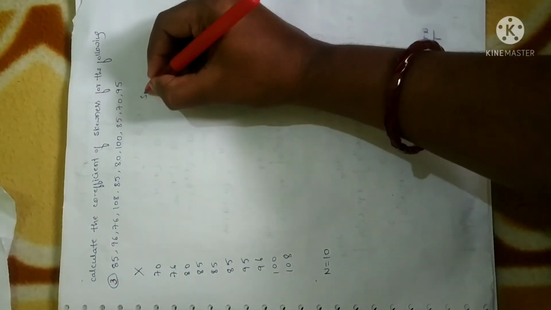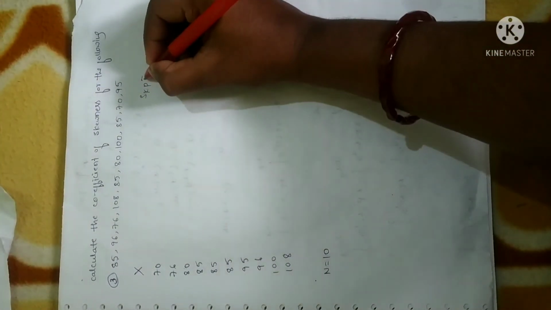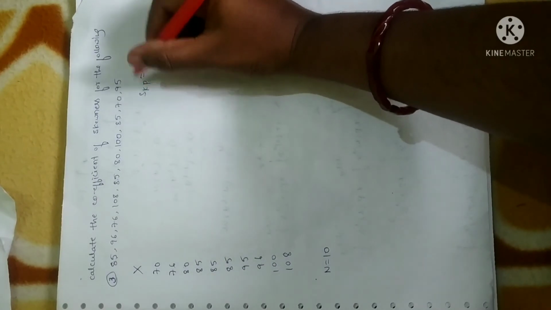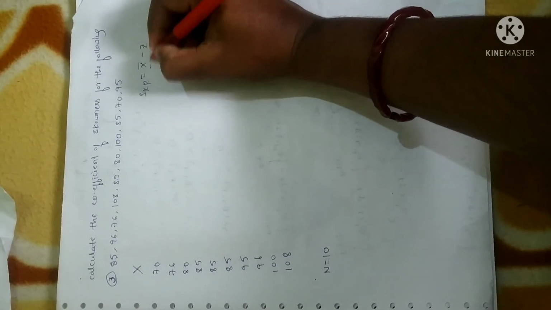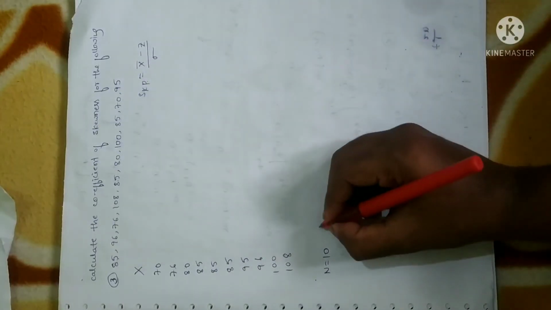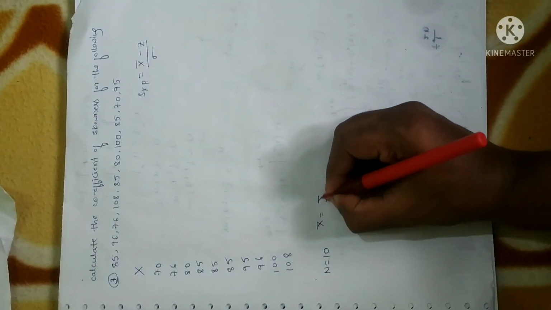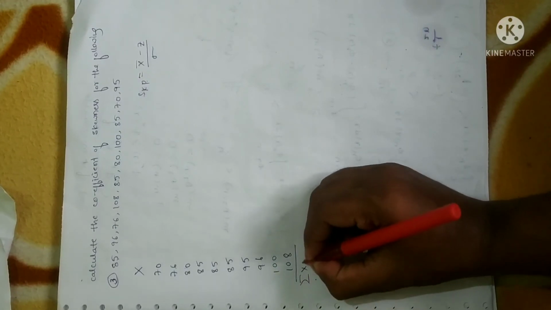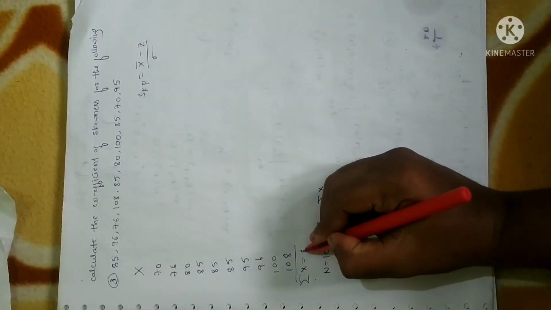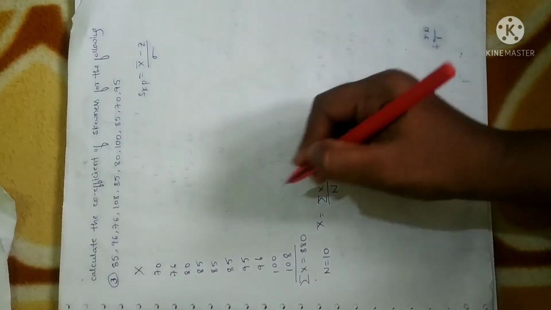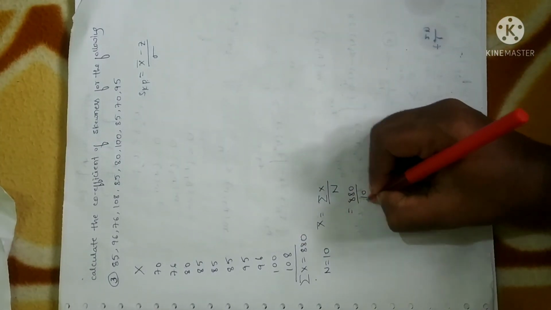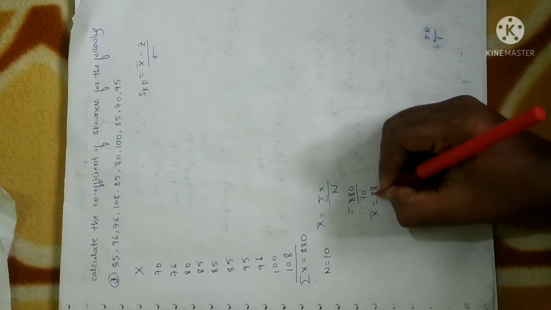As usual, once you write this, you have to write the formula. It is given by coefficient. Remember, it is Karl-Pearson's coefficient of skewness. Right? X bar minus z divided by sigma, where x bar is given by summation of x divided by n. Summation of x in the sense you have to add all these values. So use the calculator, you will get 880. Fine. And n is 10. So let me calculate mean. 880 divided by 10. So x bar value will be 88.